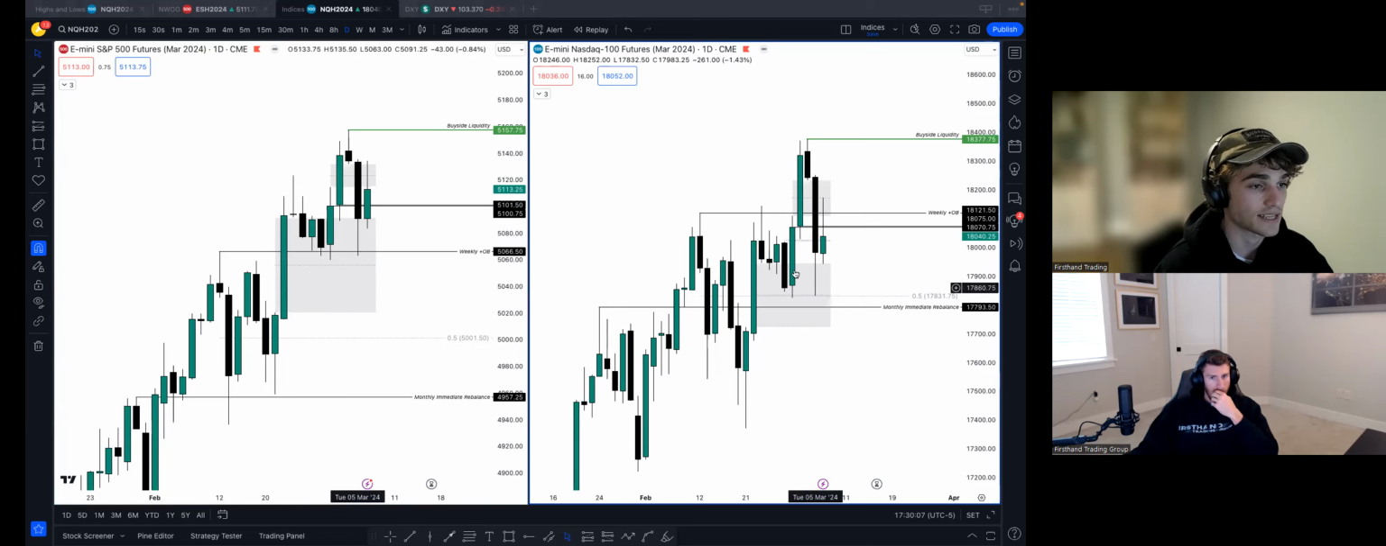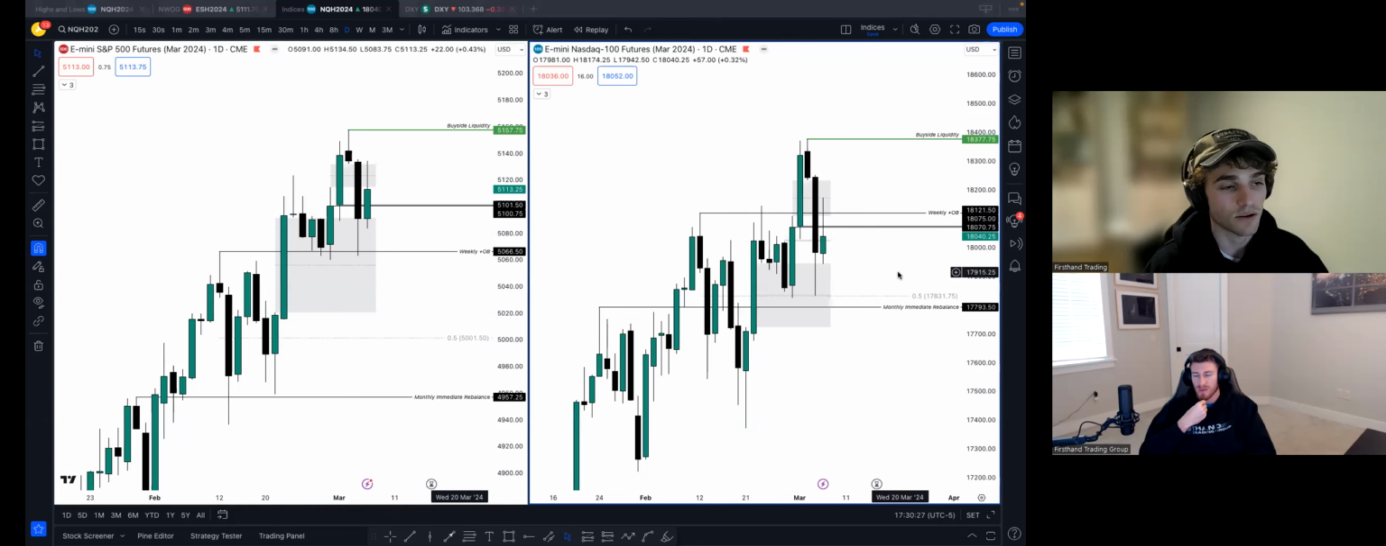Same thing here on NASDAQ. The discount array down here being this reclaimed BISI, and then this BISI above, which was closed through on Thursday, treating that as a premium array. And you can see today we traded right up into the consequent encroachment, the midpoint, and then came back down into the range from there. So we're trading between discount and premium and just consolidating for the most part.